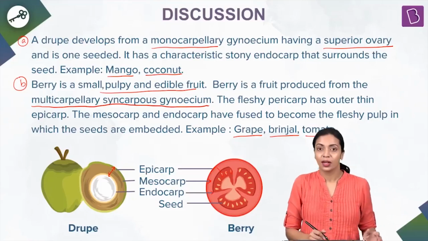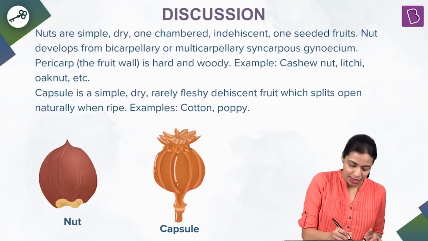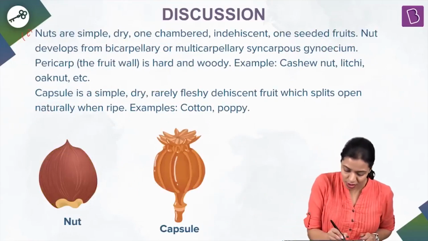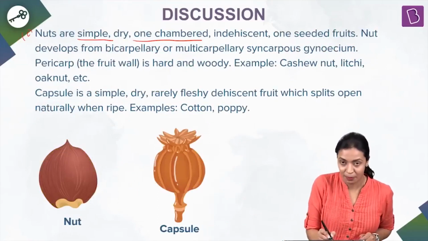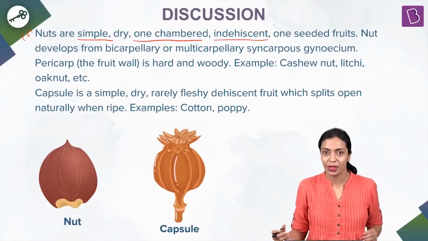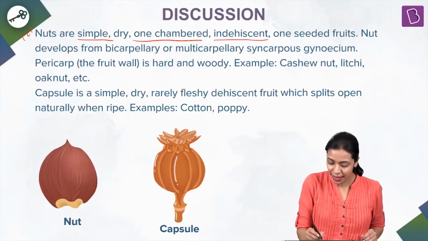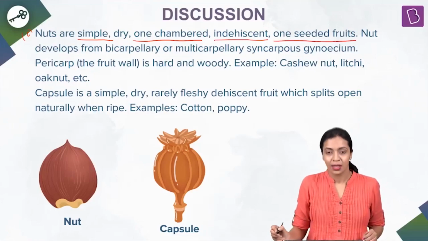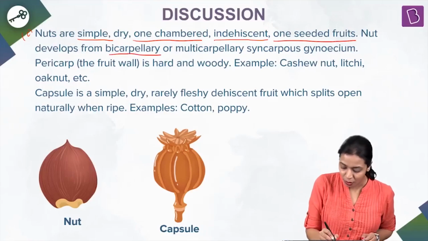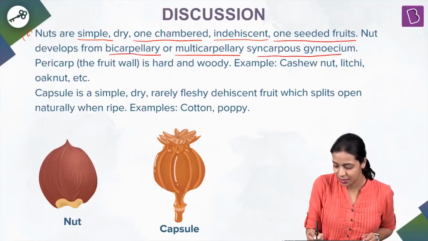Okay, so the third option was nuts. Nuts are a type of simple and dry fruits that have a single chamber. It is indehiscent, meaning it will not split open once the fruit ripens, and it has a single seed. Now this develops from a bicarpellary or multicarpellary syncarpous gynoecium.